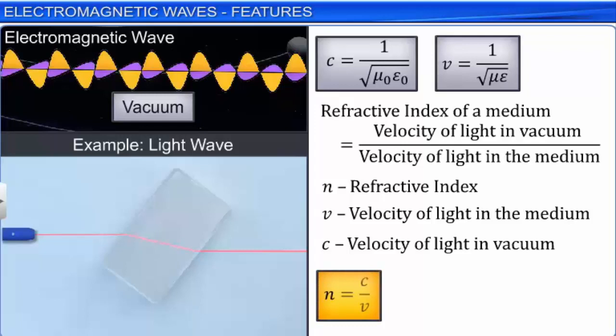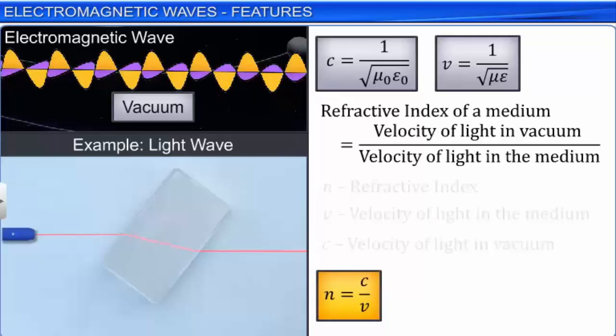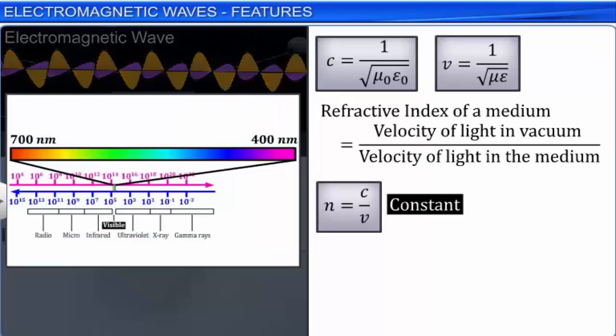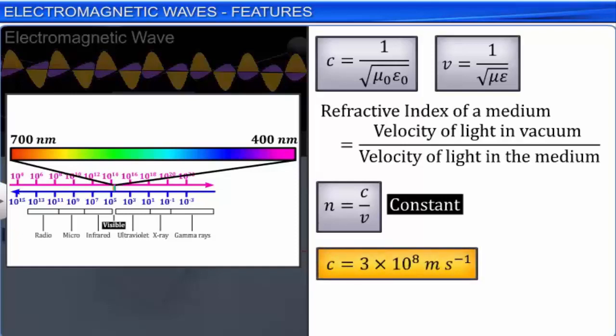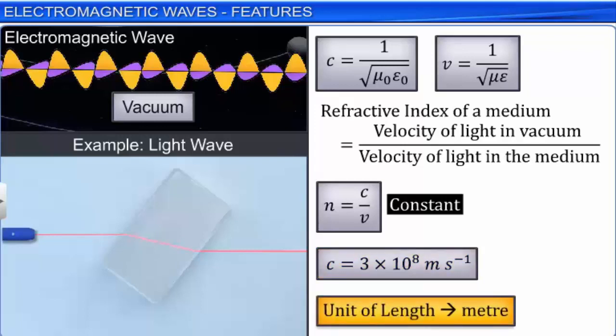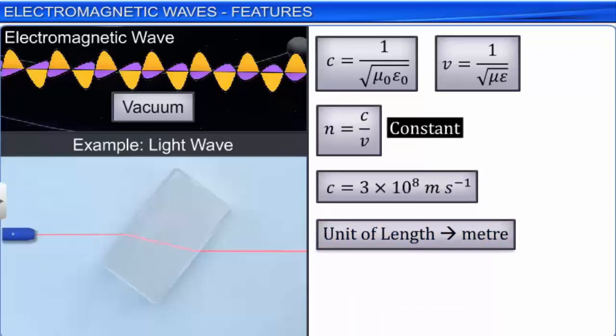In vacuum, the velocity of electromagnetic waves is a constant. Even for electromagnetic waves of different wavelengths, the velocity is the same. Its value is 3 into 10 power 8 meter per second. Since the velocity of light is a constant, it is used to define the standard unit of length, that is meter. 1 meter is defined as the distance traveled by light in vacuum in a time interval of 1 by c seconds, where c is the velocity of light in vacuum.